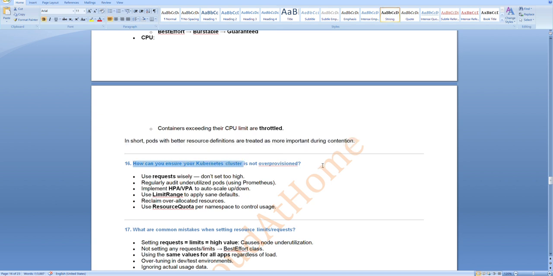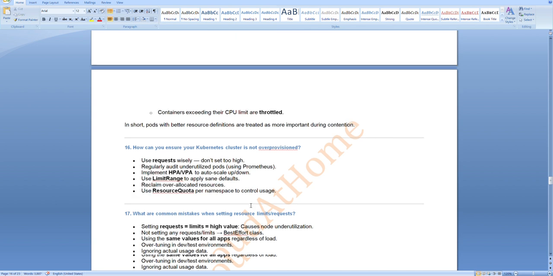How can you ensure the Kubernetes cluster is not over provisioned? So you have to set resource limit and request. Use requests wisely and do not set them too high. Regularly audit, implement HPA and VPA for auto scaling. Okay, horizontal pod autoscaling, vertical. Next is use limit range to apply defaults, reclaim over allocated resources, and use resource quota.